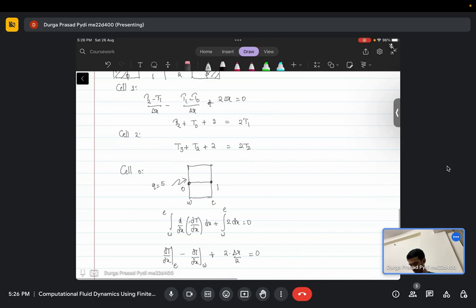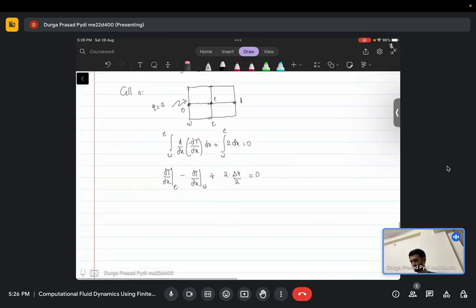I think I just have to put one more. This is my 1, this is just a face value. 1 is my cell centroid, E is my face centroid. So on the east face it is straightforward, T1 minus T0 by delta x. So what will be the value of dt by dx on the west face?